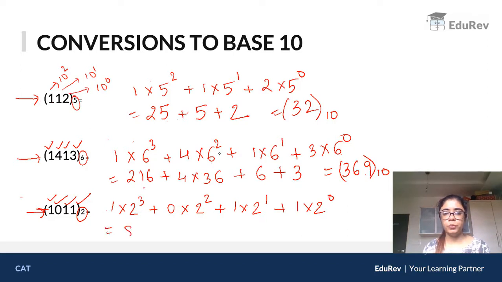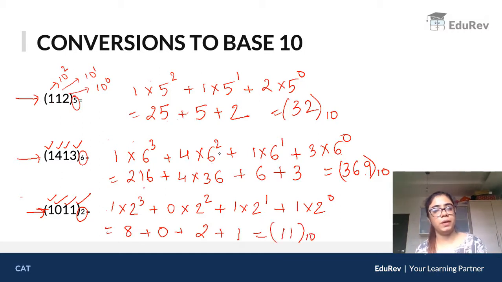So this will become 2 cube, which is 8. This will be 0. This will be 2, and this will be 1. So your final value will come out to be 11 to the base 10. So 1011 is nothing but 11 in the decimal system.